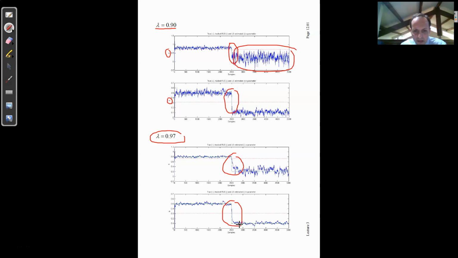perhaps 300 data samples before reaching the steady state here. But the estimation is smoother than the case where lambda is 0.9. So the accuracy is better.